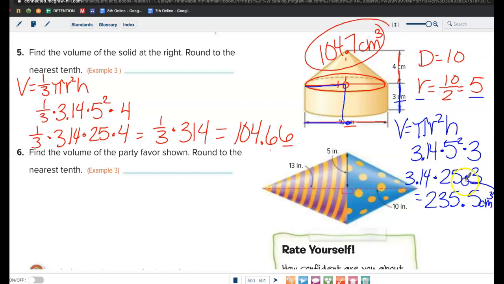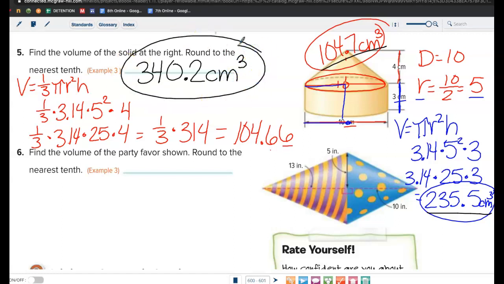centimeters cubed. But to figure out the total volume, I would add my volume of my cone, 104 and 7/10, plus the volume of my cylinder, 235 and 5/10, and I get an answer of 340 and 2/10 centimeters cubed. So again, it was just a little bit of extra work, but we got the right answer, not terribly hard.